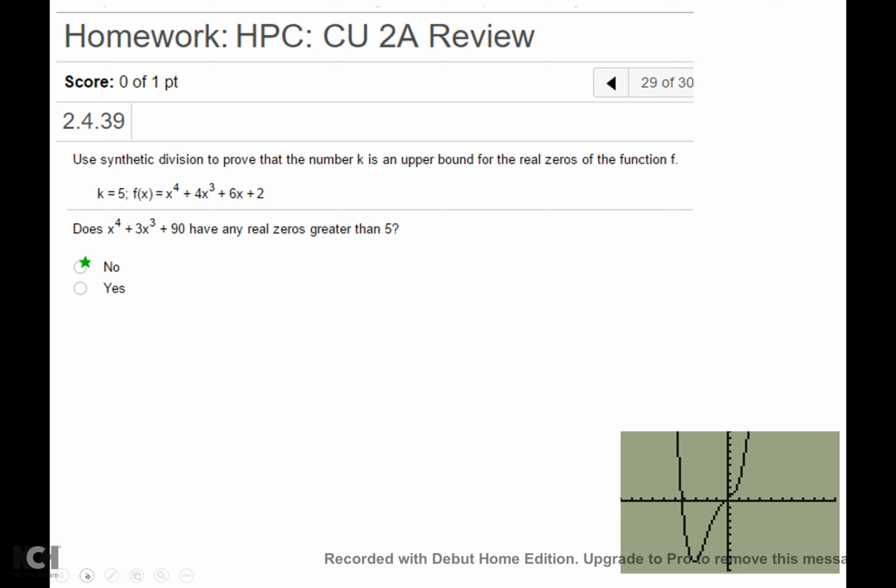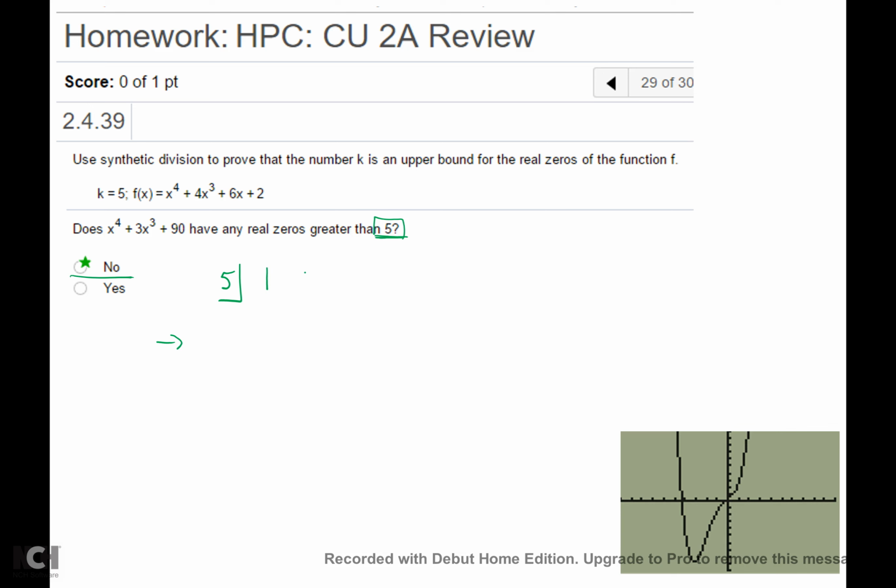Alright, use synthetic division to prove that the number k is an upper bound for the real zeros of function f. So it says, does x to the 4th plus 3x cubed plus 90 have any real zeros greater than 5? They're asking you, does this thing cross after 5? And you can tell by the graph it doesn't, but we can do synthetic division. If all of these come out positive, it means that 5 is an upper bound, which means no, there won't be any x-intercepts after that.